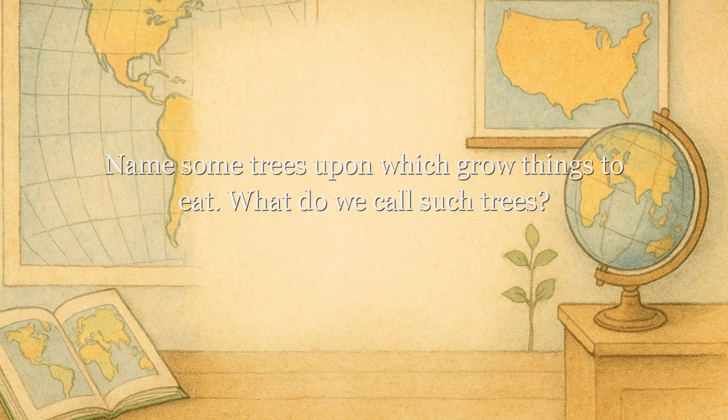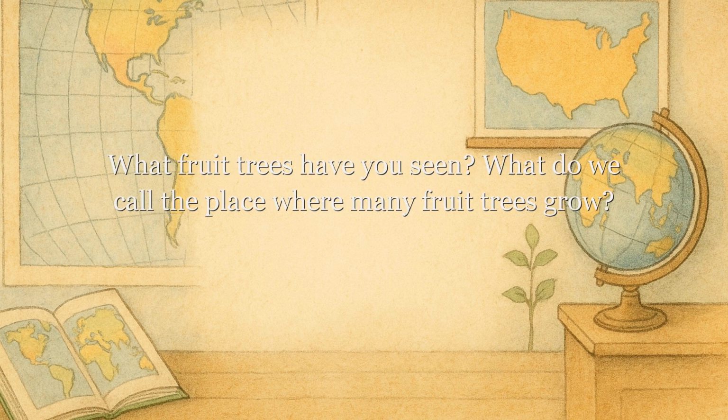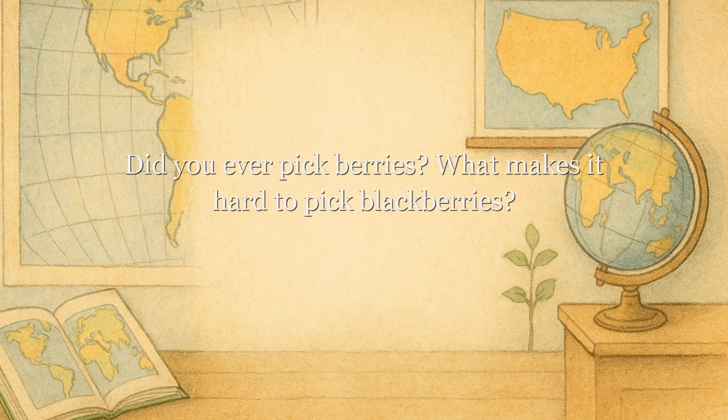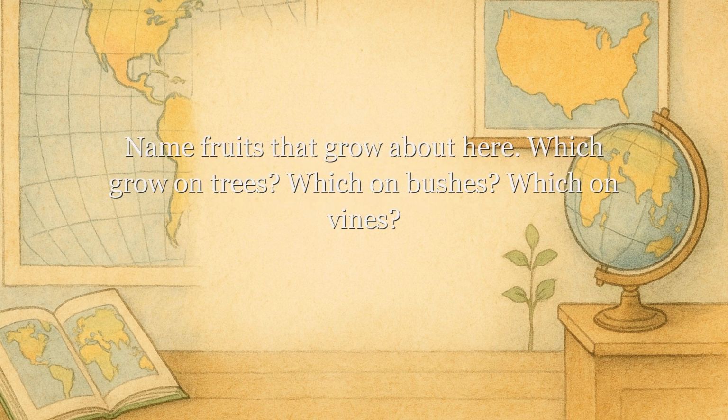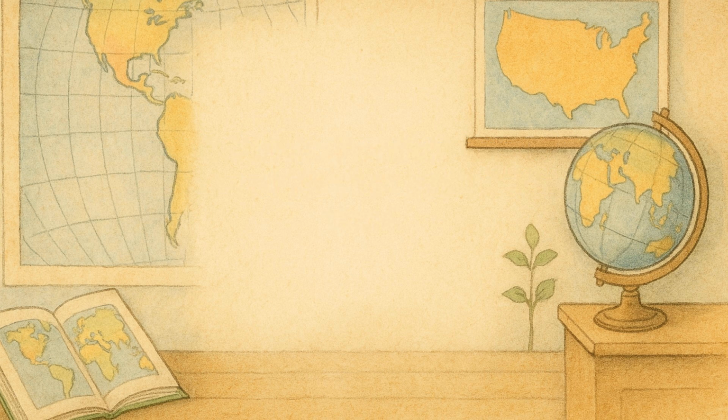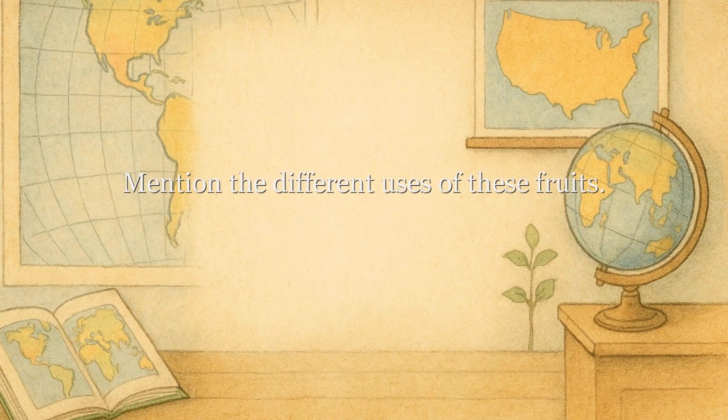Name some trees upon which grow things to eat. What do we call such trees? What fruit trees have you seen? What do we call the place where many fruit trees grow? Did you ever pick berries? What makes it hard to pick blackberries? Name fruits that grow about here, which grow on trees, which on bushes, which on vines. Mention the different uses of these fruits.